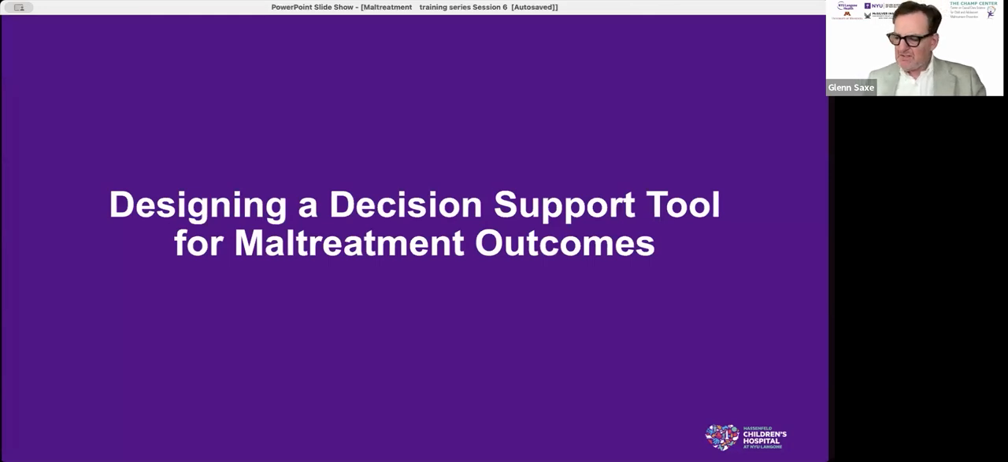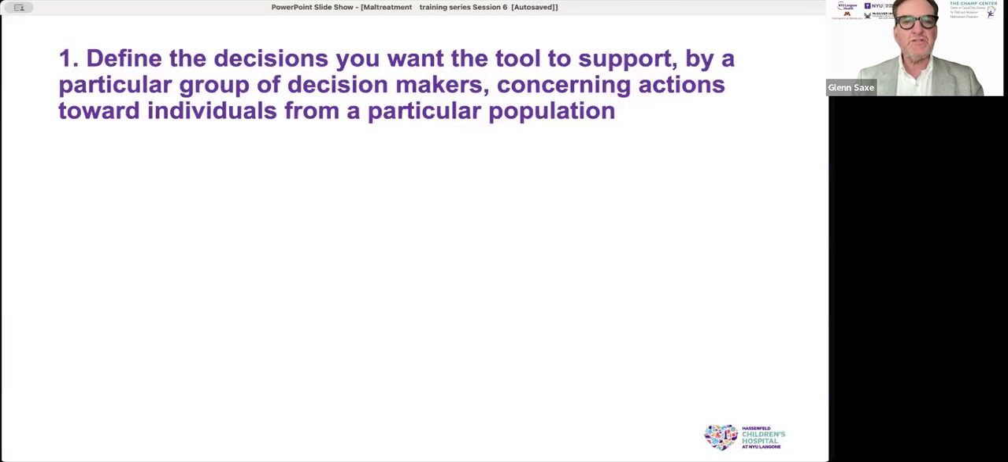So some ideas about designing these sorts of tools. The first part of it is to define its decision support tools. What sort of decisions do you want the tools to support? By what sort of decision makers? Who's going to make the decision that's helped by the tool concerning their actions or interventions, and in what sort of individuals?